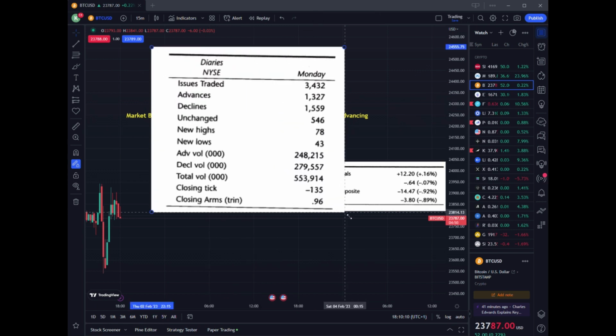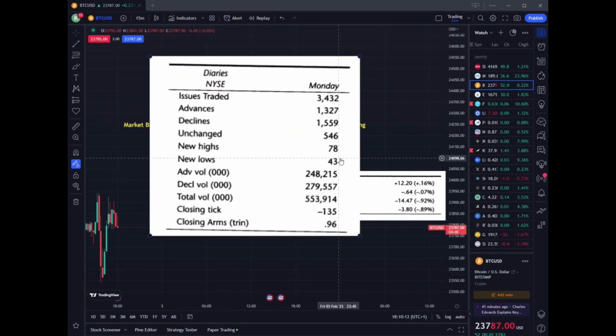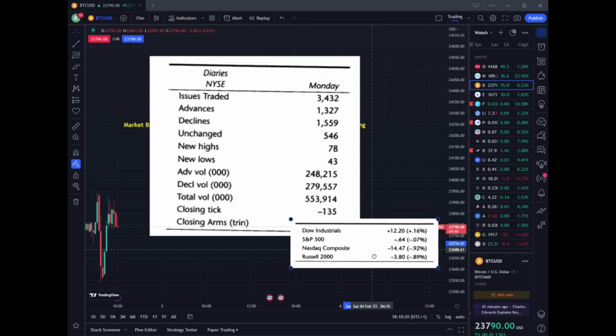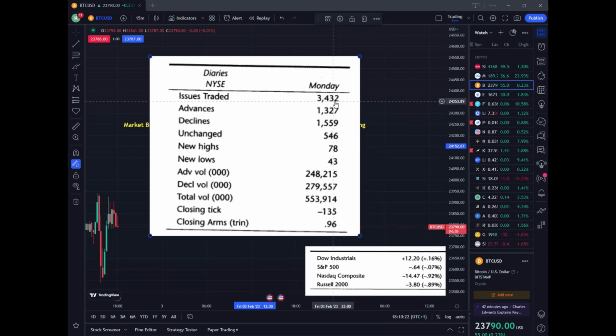So what you can see here is he took this picture out of probably something like the newspaper in the 1990s, I believe. And there's been 3,400 issues traded on that single day, on a Monday. And it's not necessarily a blue Monday, but the overall market breadth is down because there's been more declines than advances, and unchanged doesn't really matter here because you're mainly looking at advances and declines.